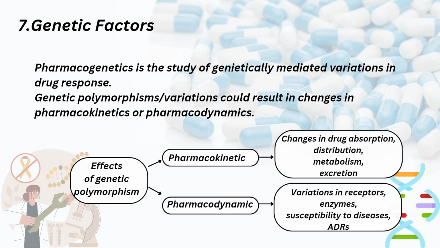The seventh one is genetic factors. Pharmacogenetics is the study of genetically mediated variation in drug response. Genetic polymorphism or variation affects both pharmacokinetics and pharmacodynamics of the drug. In pharmacokinetics, it changes the drug absorption, distribution, metabolism, and excretion. In pharmacodynamics, it causes variation in receptors, enzymes, susceptibility to disease, and adverse drug reactions.